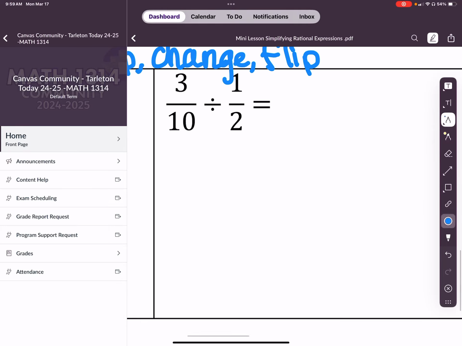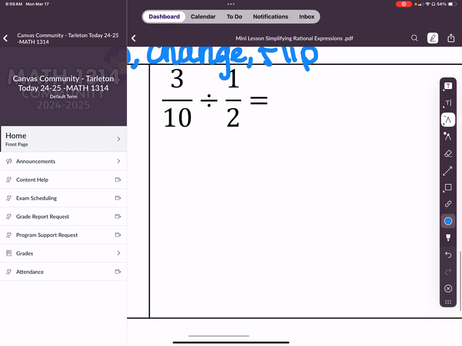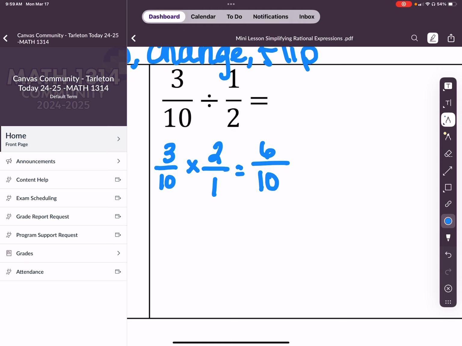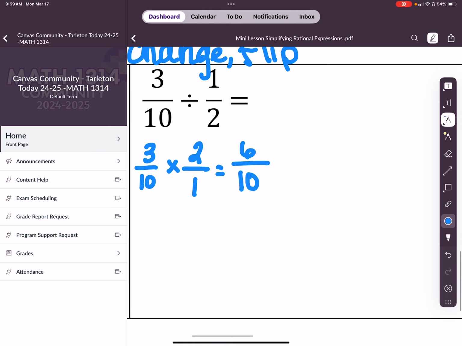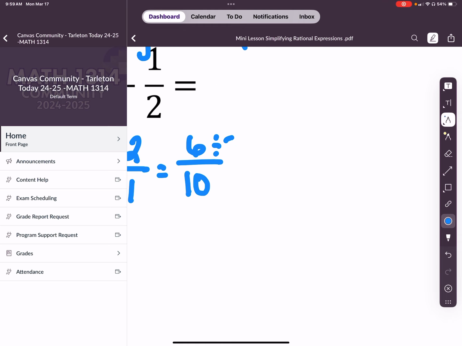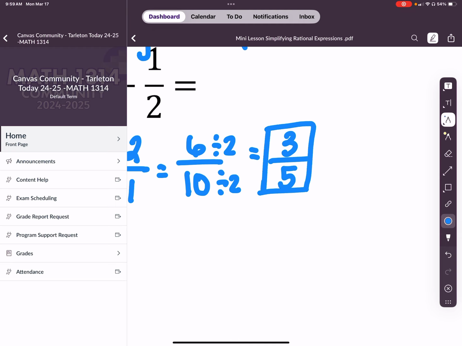All right, moving right along. Again, we're going to do KCF. So keep the first fraction, change the division to multiplication, and then flip the second fraction. So 3 times 2 gives me 6. 10 times 1 gives me 10. Now I need to reduce this. So I know that 6 and 10 are both divisible by 2. So I'm going to divide by 2. 6 divided by 2 gives me 3. 10 divided by 2 gives me 5. And that would be our reduced fraction there.